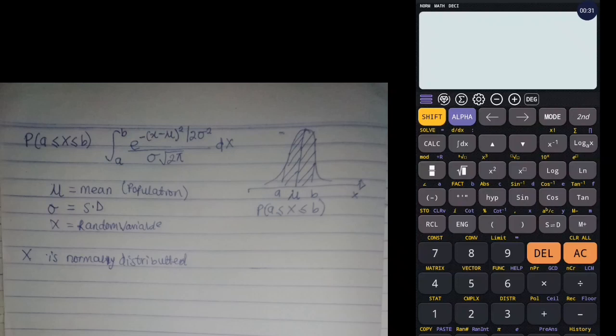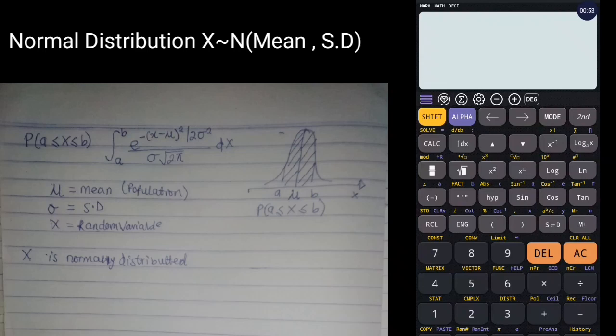The probability of having an event occurring between A and B, or having a value between A and B, is given by the definite integral from A to B, and we have our e, we have X, the random variable, we have our mean, our population mean, and we have sigma. Sigma is our standard deviation. So know that X must be normally distributed. You should have A, you should have B, you should have your mean, and you should have your standard deviation. If you don't have it, you should look for it.